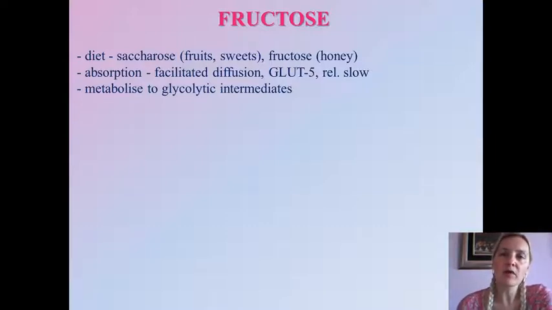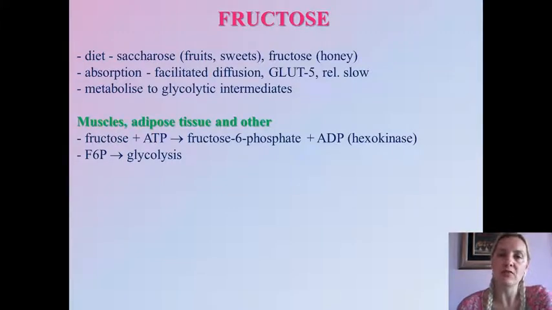If you remember our previous stories, we mentioned that fructose is absorbed from the intestinal lumen by facilitated diffusion with the involvement of GLUT5 transporters. And we also emphasized the fact that, compared to galactose and glucose, absorption of fructose is relatively slow. Fructose can be further metabolized to give glycolytic intermediates, so it can be introduced to the glycolytic pathway using several mechanisms.